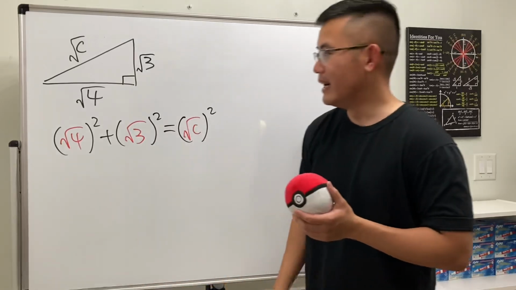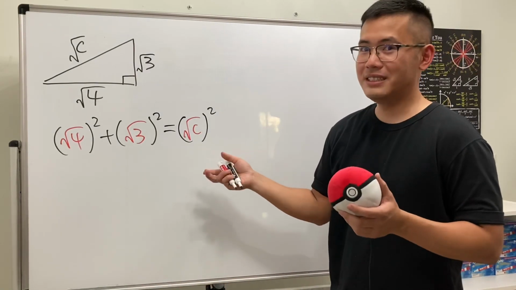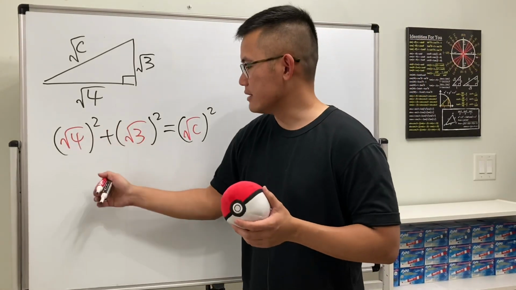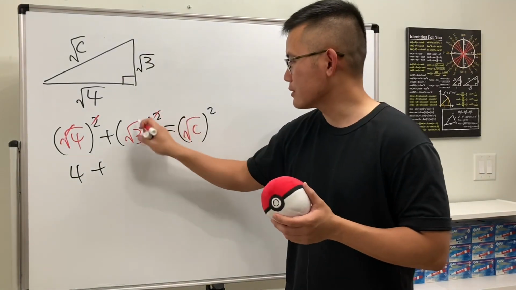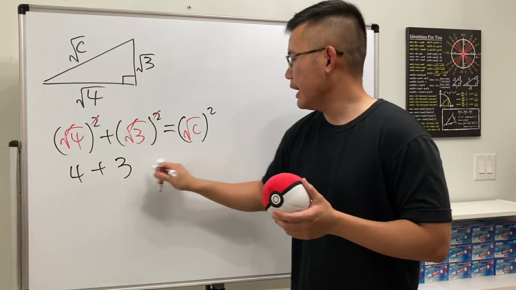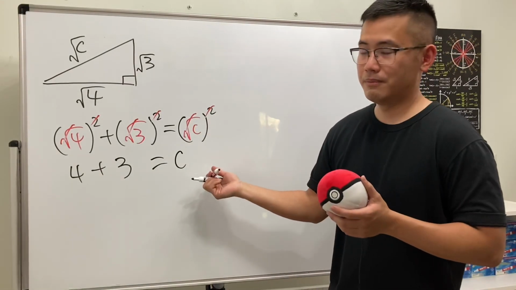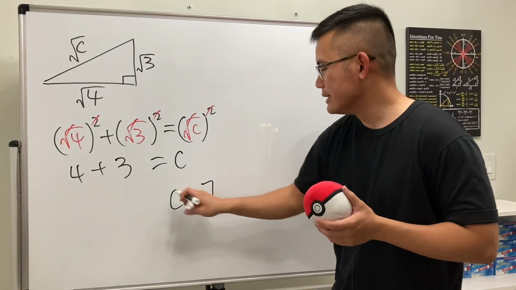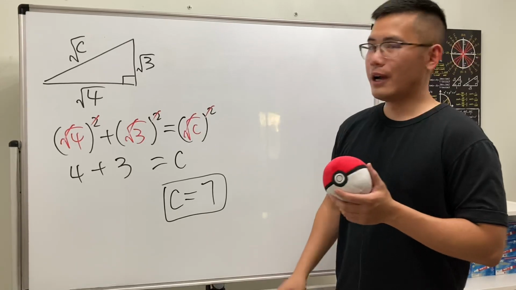Alright? Okay, now take a look. What's the answer for C? It's actually 7. Have a look. This and that cancel very nicely. So this is 4. This and that also cancel. So we have 3. And this and that cancel. So C is equal to 4 plus 3. Therefore, C is equal to 7. Yeah.